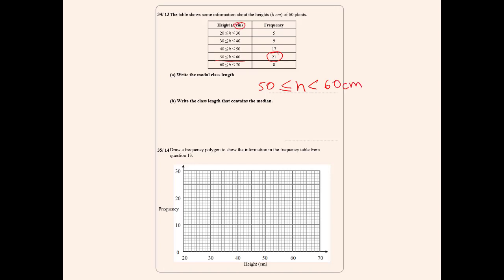A lot of people will write down 21 here. We will write down the frequency. Always try to write down the modal class, because it will say on your question the modal class length, and make sure you have the units as well.